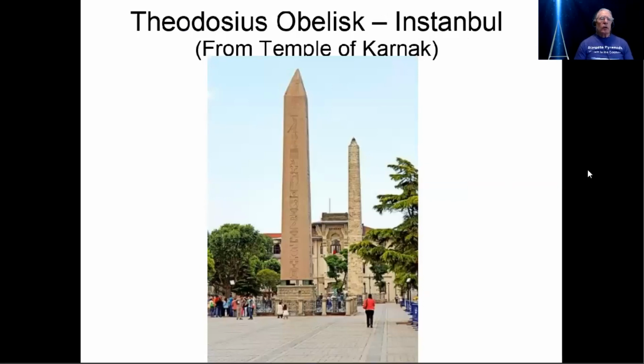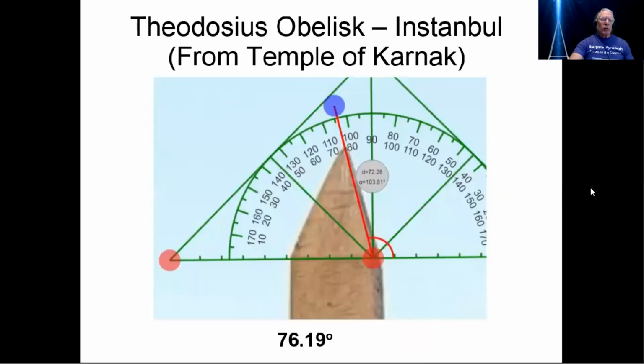Now, here's another obelisk. This one is actually located in Istanbul, Turkey. But this Theodosius obelisk actually originally came from the Temple of Karnak and was moved to Istanbul later. And once again, we've taken a measurement there. We've got 76.19 degrees. A little bit more difficult to get a straight-on photograph of this particular obelisk, but clearly within the range of error for our 76.345 degree calculation of the geometry of the Stargate and Russian pyramids.